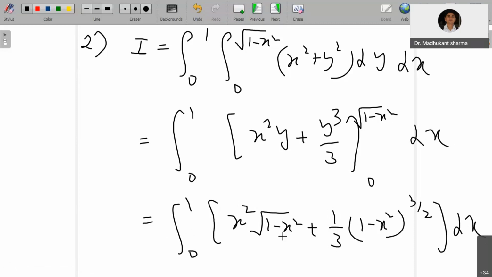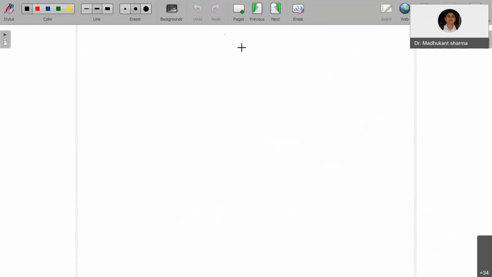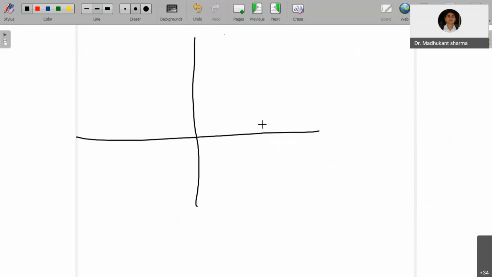Now, what about further? Further, you need some table, right? Square root of a square minus x square. How will you integrate? You have to look at those formulas so that you can work it out. Now, on the other hand, if you look at the region over which it is integrated, okay, this is nothing but the first quarter of the unit circle. Okay, so this is nothing but x equals to 0 to 1 and y equals to 0 to square root of 1 minus x square. Okay, so this is the R.